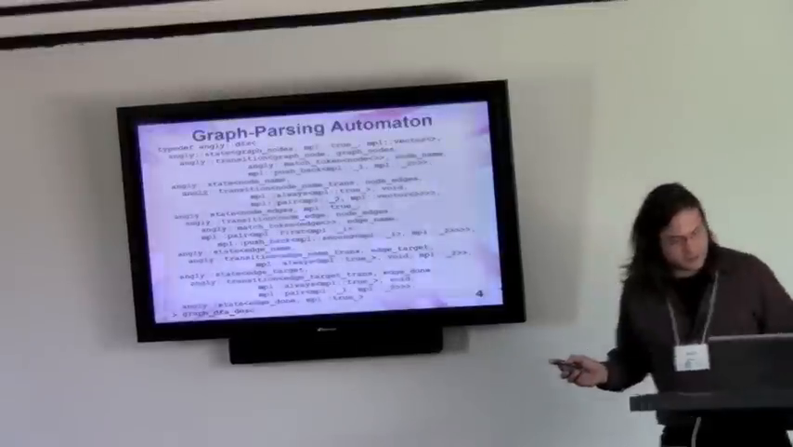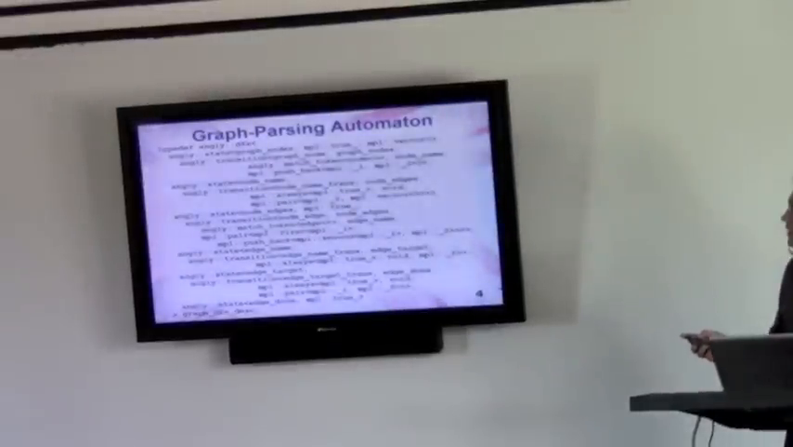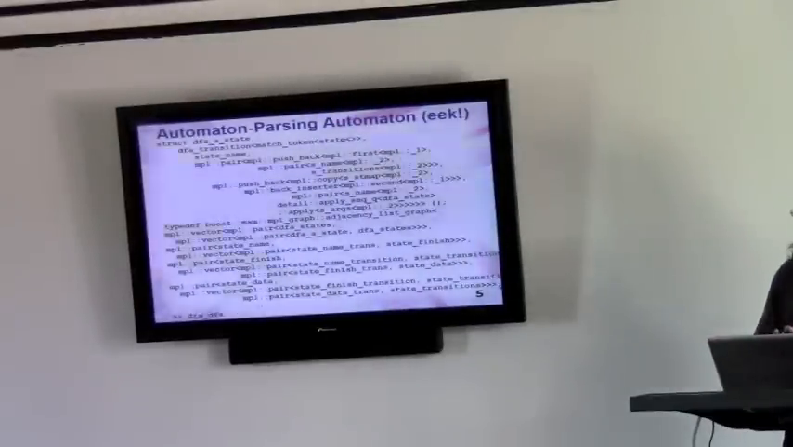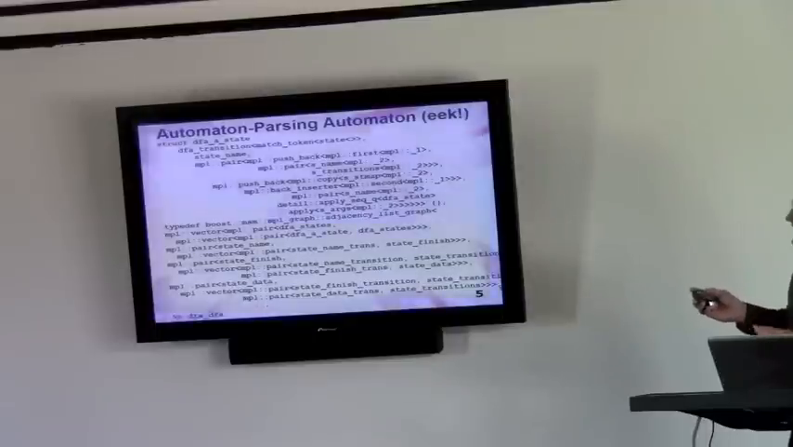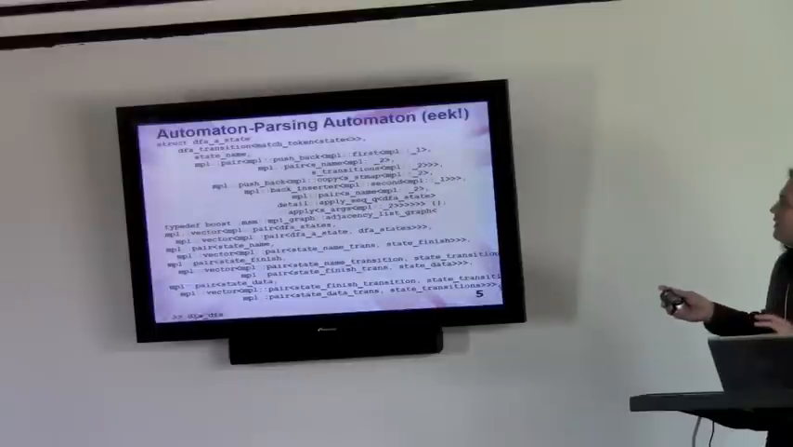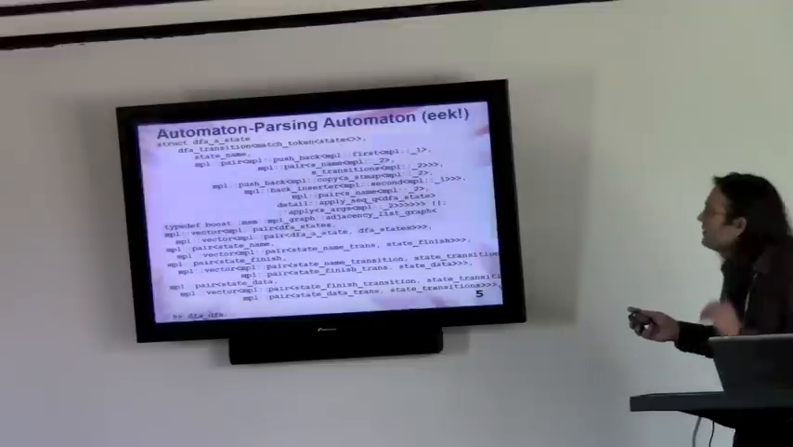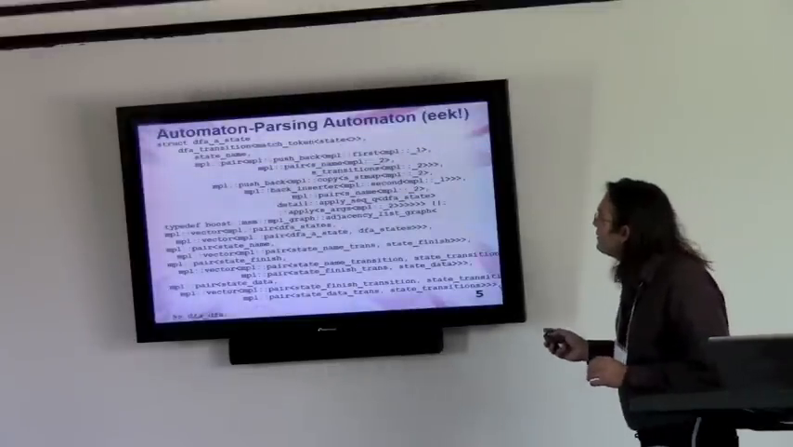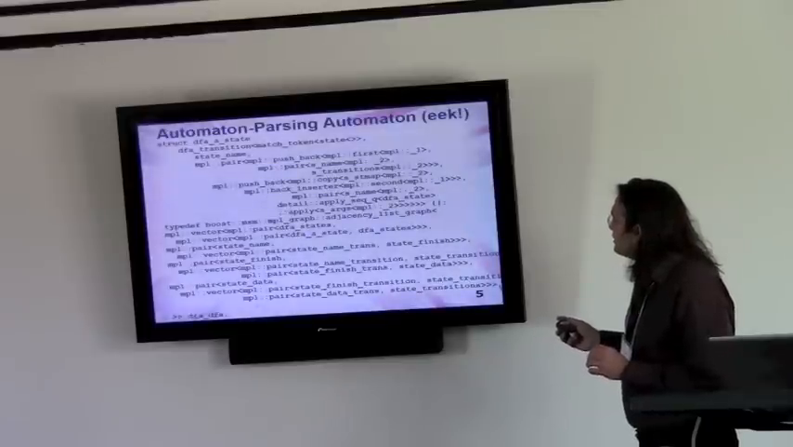So I think the next slide shows a little bit of how the automaton's parser works. So this starts getting to be a mess. This is the level which you should never have to see, because this is actually the implementation of the implementation of the EDSL for automata. Does it show it here?